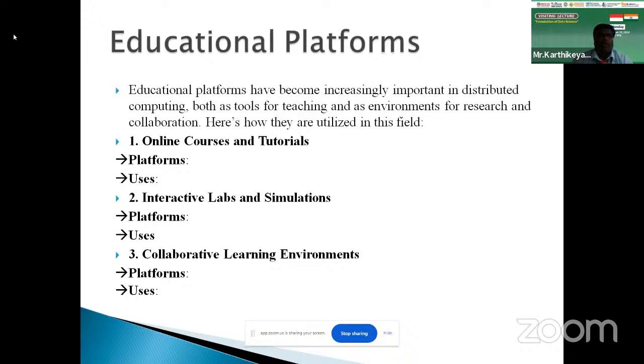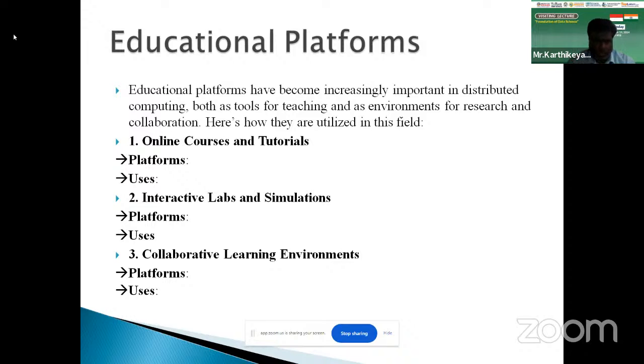Here, the first one, online courses and tutorials. The platforms are edX and Khan Academy. So, what do they offer users? They offer structured learning experiences on distributed computing concepts, including parallel processing, distributed algorithms, cloud computing, and big data technologies.